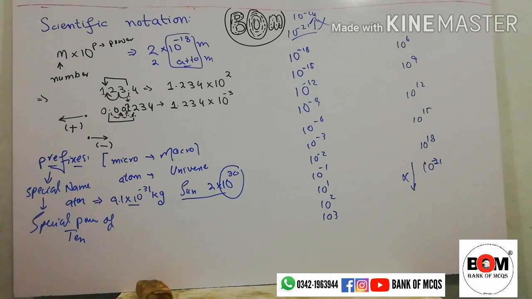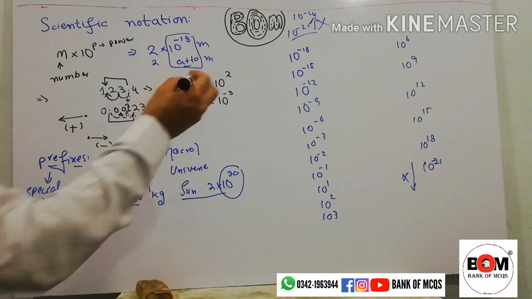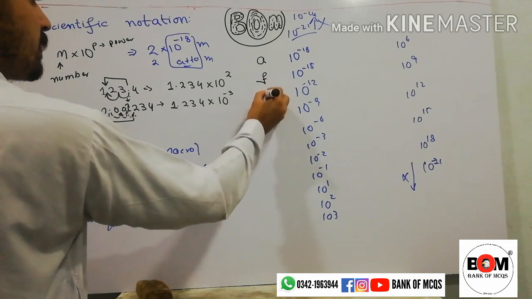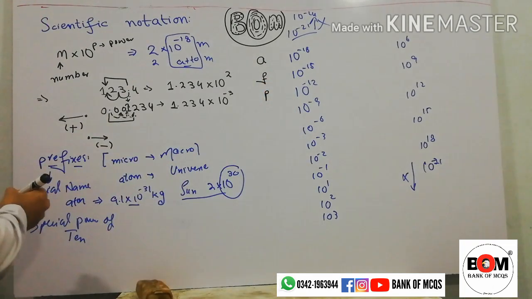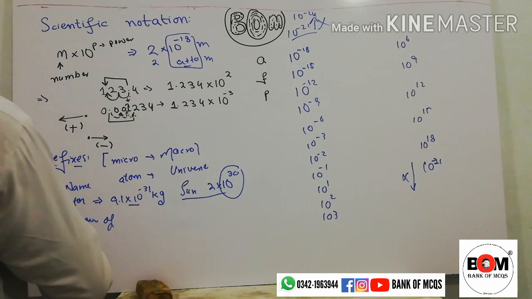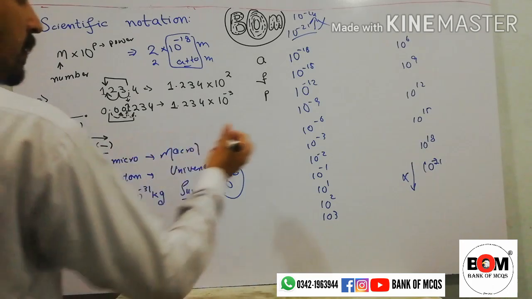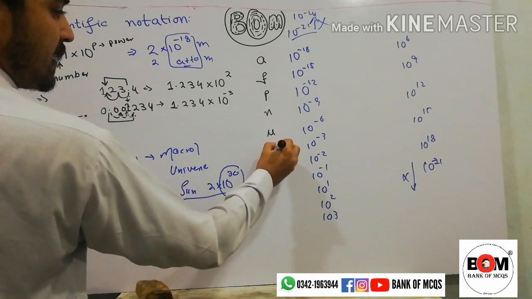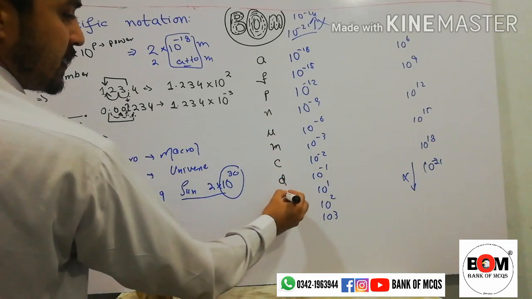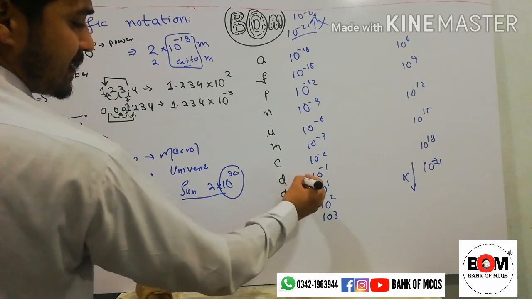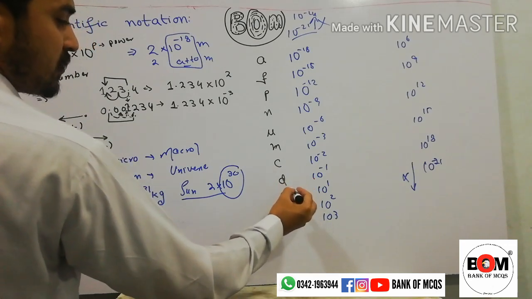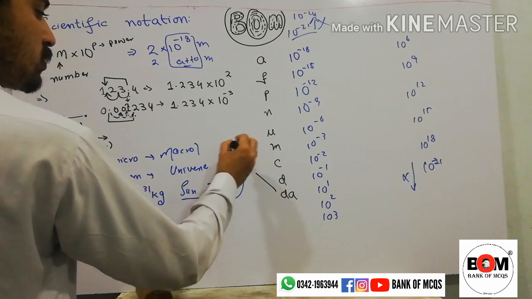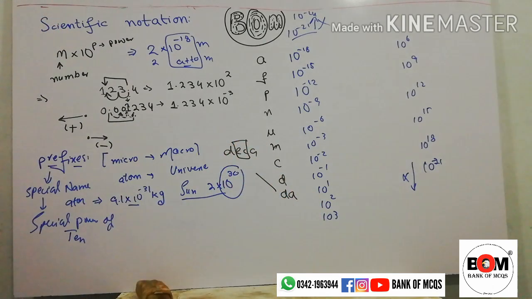So what are the names, starting from 10 raised to the power minus 18? We call it atto, the next is femto, pico, nano, micro, milli, centi, deci, deca. So there are deci and deca: for 10 to the power minus 1 we use deci, while for 10 to the power 1 we use deca.